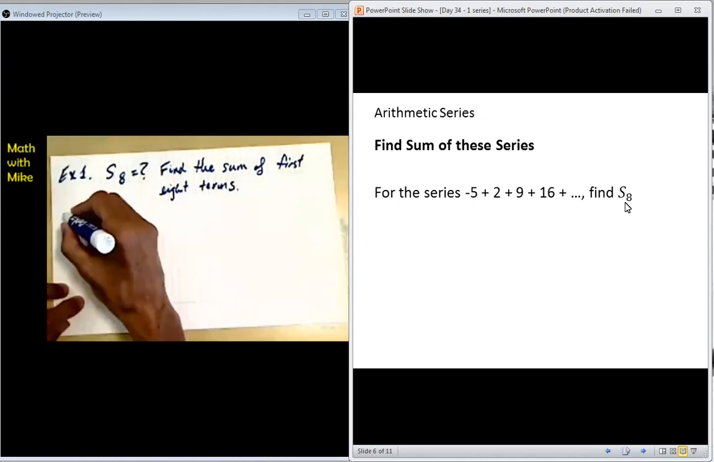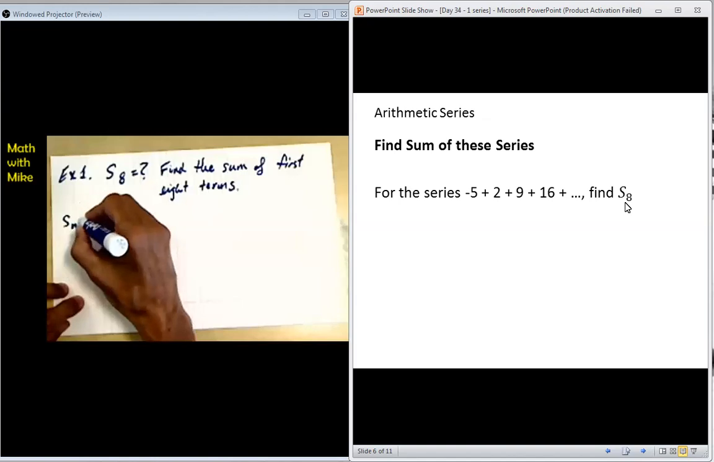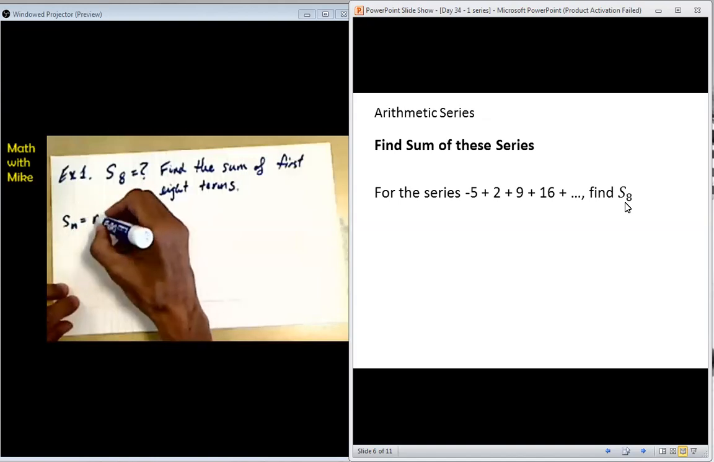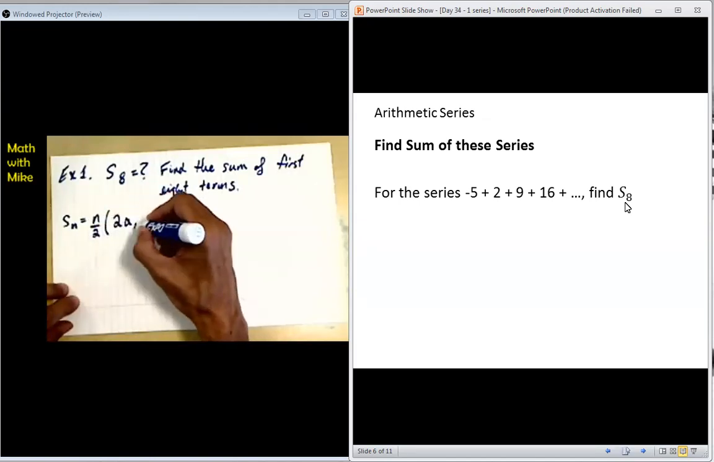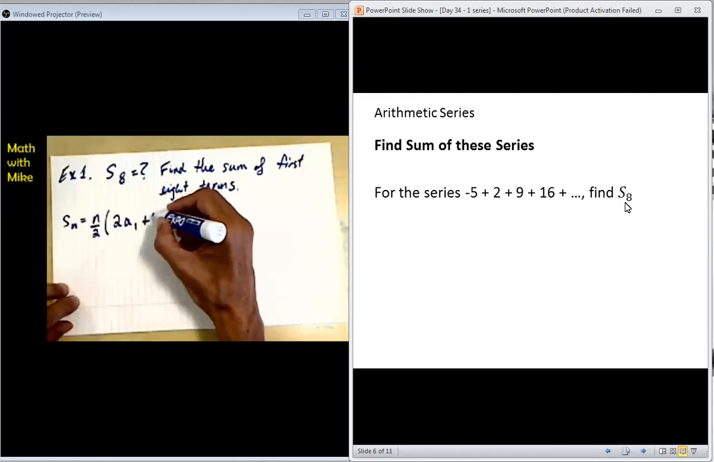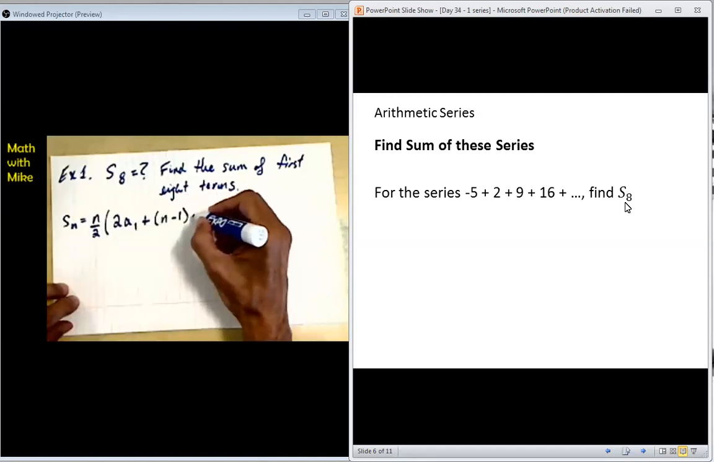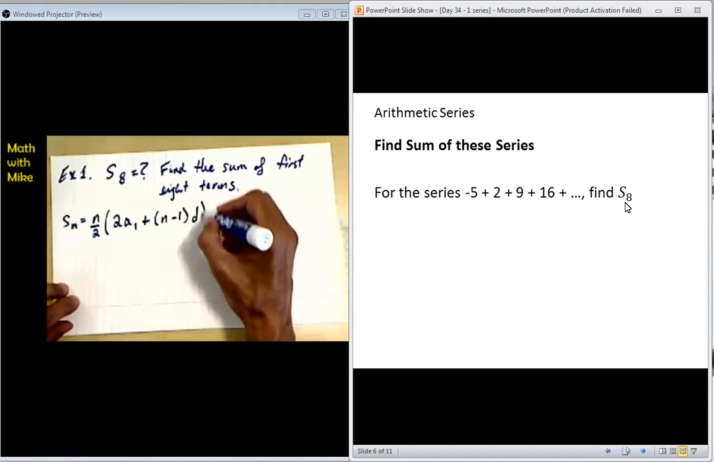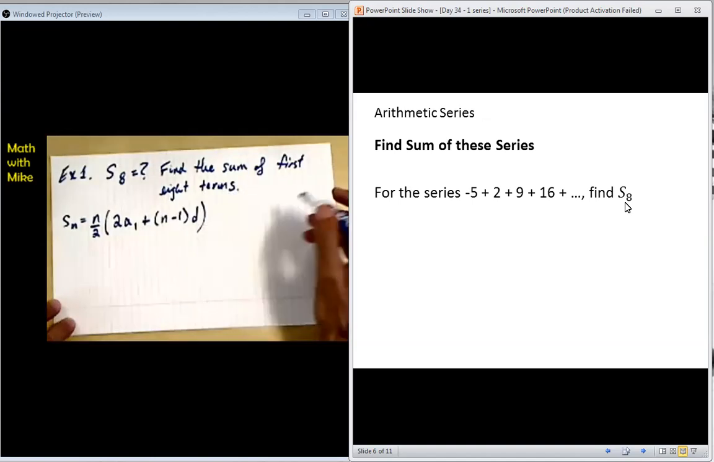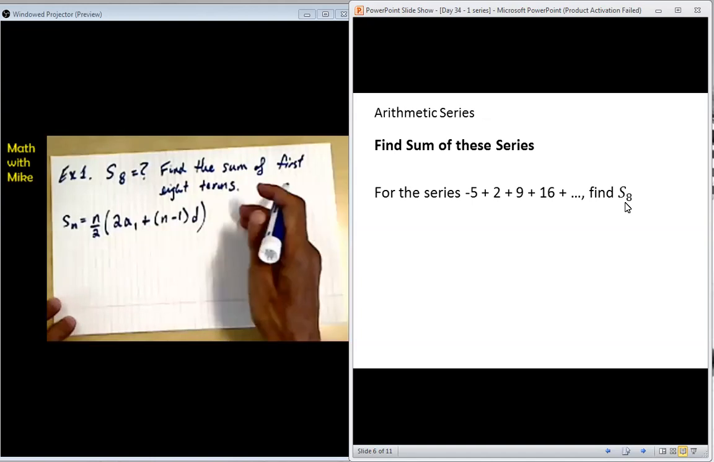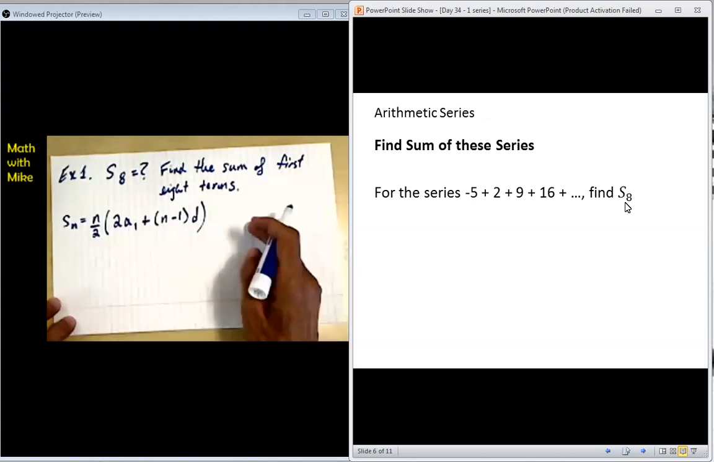Okay, so Sn is equal to n over 2, 2a1 plus n minus 1 times d. What I would like you to get into the habit of doing, when you might have some pretty complicated questions, is to write down what each of these variables are off to the side.